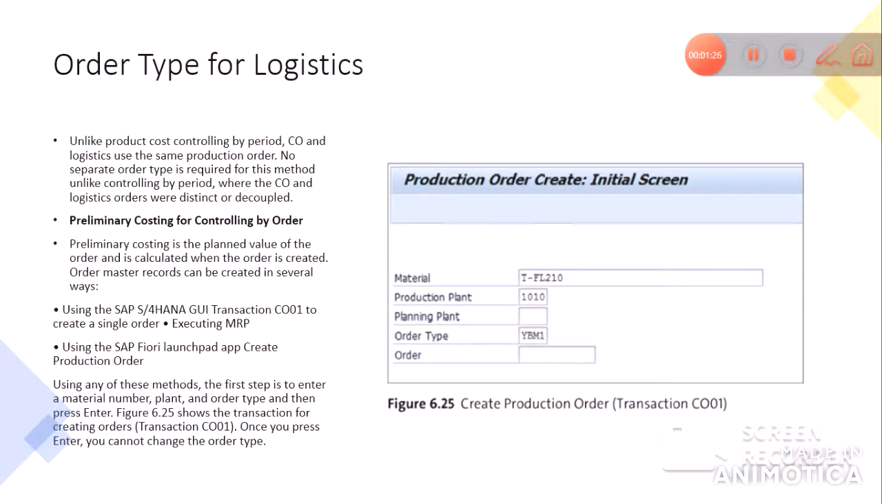Using any of these methods, the first step is to enter a material number, plant and order type and then press enter. The figure shown here shows the transaction for creating orders, transaction CO01. Once you press enter, you cannot change the order type.